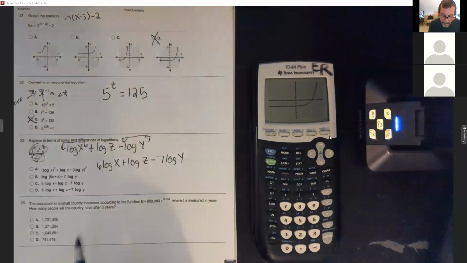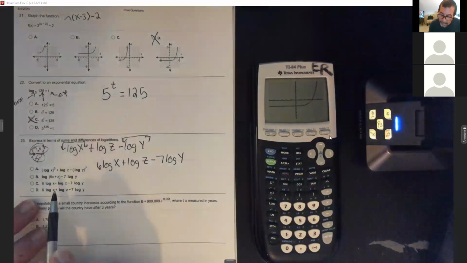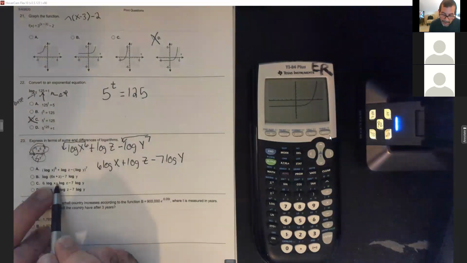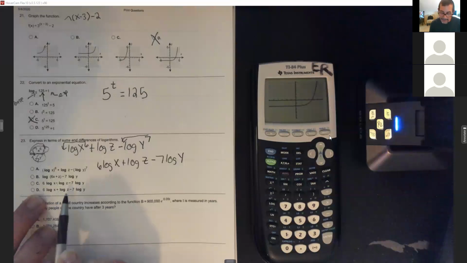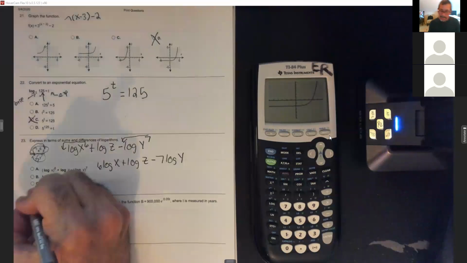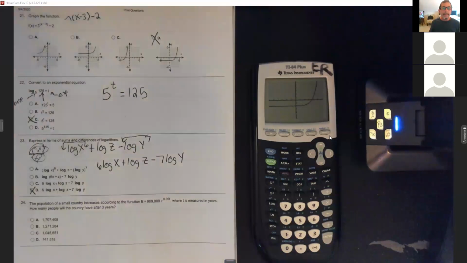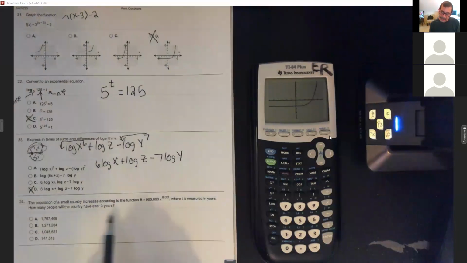Now, be careful, because some of these put a little bit of multiplication there. We need the one that has 6 log x plus log z minus 7 log y. So we've got to go with D on that, okay? All right, so 24 sort of came out of that 9-7 section.